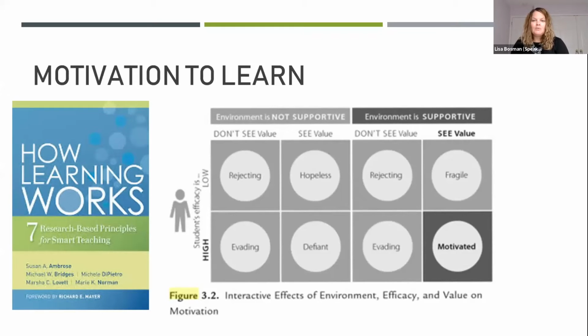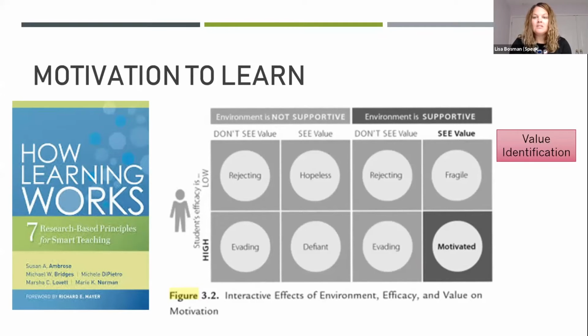And where my examples really stem from is this book. If you haven't read it yet, I highly recommend. It came out in 2010, and it's How Learning Works. And within this text, there's a section on what really drives or leads to motivation. And what the authors have justified through the literature is that it comes down to three things.